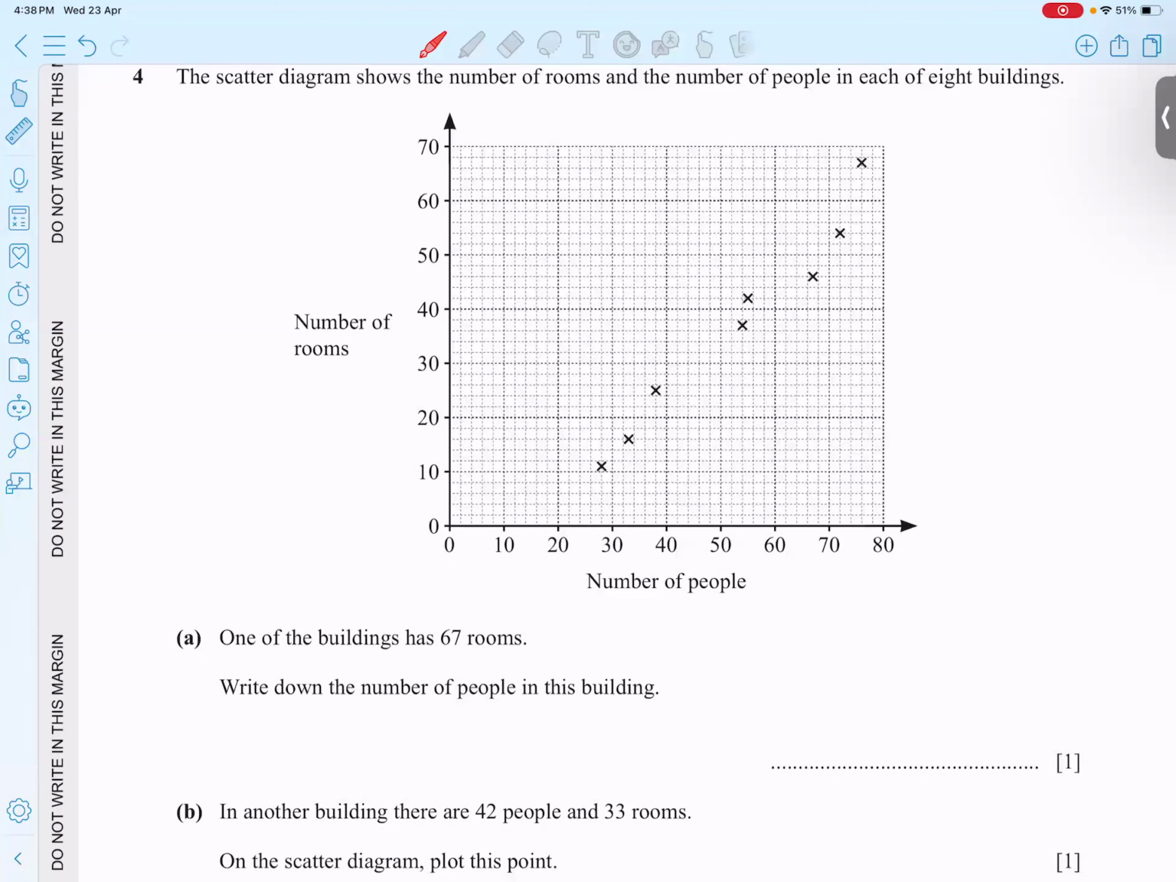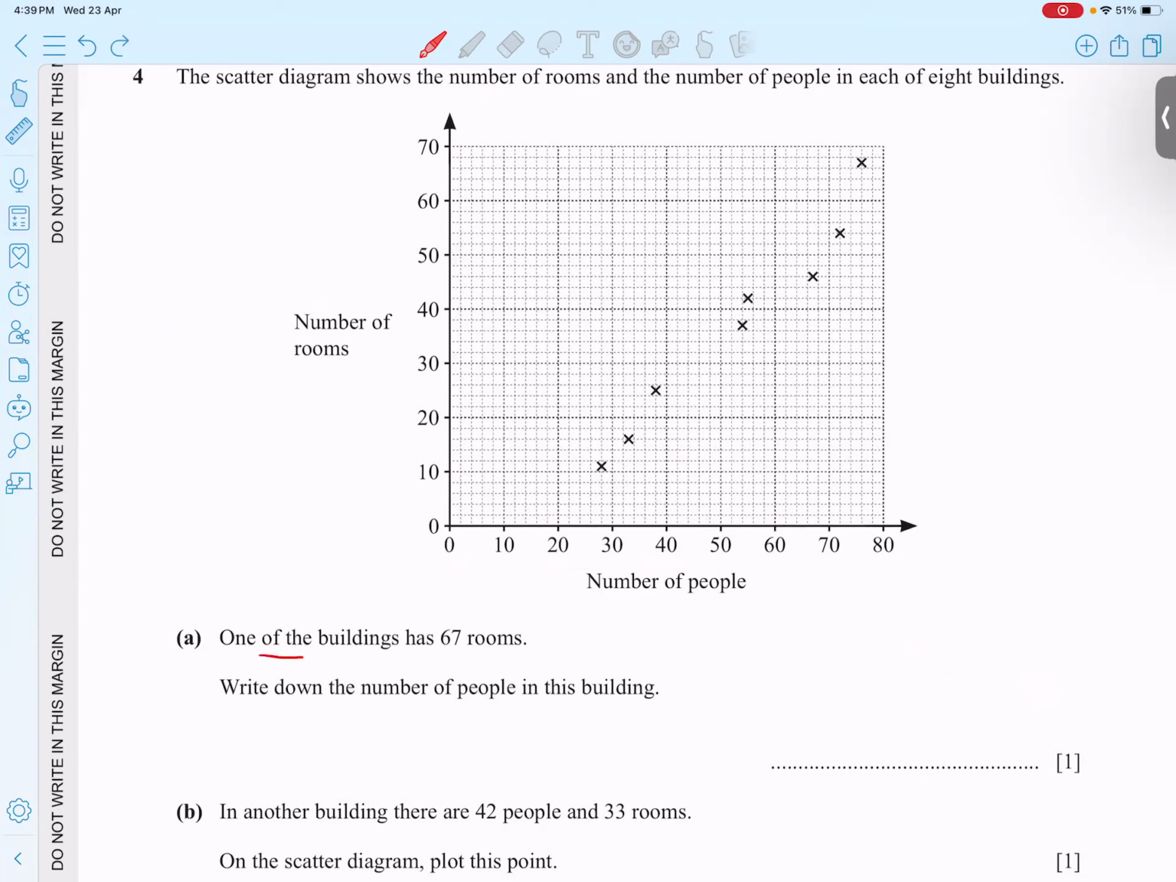Question number 4: we have the number of rooms and the number of people in 8 buildings. You can see the 8 dots he has made himself already. For your knowledge, this axis is the number of rooms, and here we have the number of people. All right, so check it now.